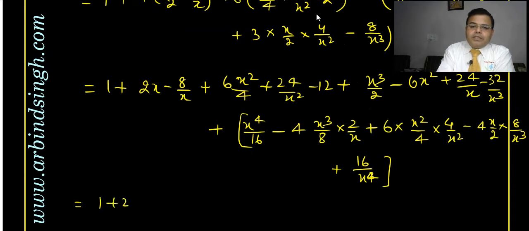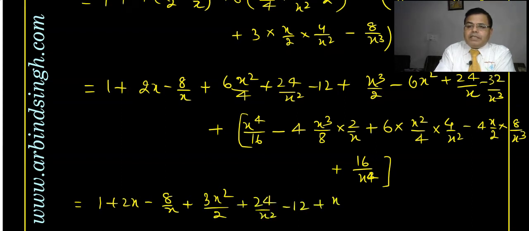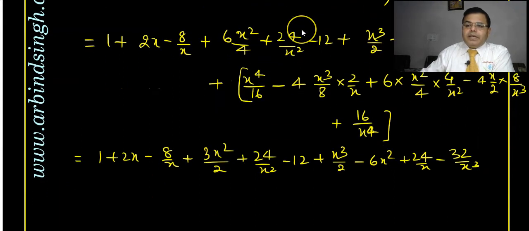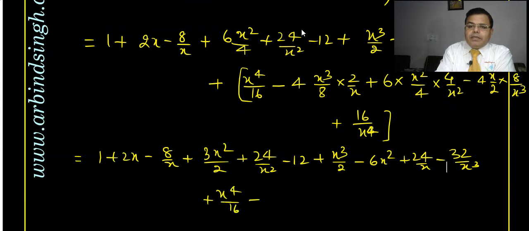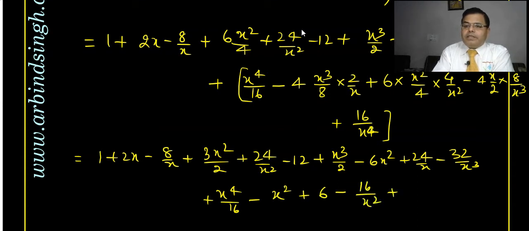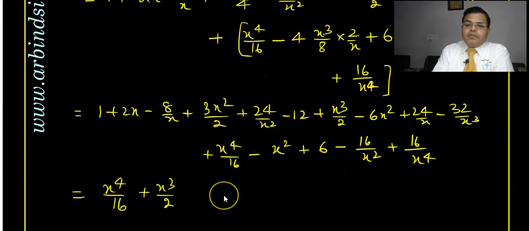So like terms can be added: 1 plus 2x minus 8 by x plus 6 by 4 x square, that is 3x square by 2, plus 24 by x square minus 12, plus x cube by 2 minus 6x square plus 24 by x minus 32 by x cube, and the rest of the terms will be like x to the power 4 by 16, minus x to the power 4 by 8, it cancels x square, plus 6, and this will be 3 into 4, 3 into 4 is 12, 4 and 4 cancel, 6 and 6 only, minus 2, just 16 by x square and plus 16 by x to the power 4. The term of x square will come from 3 by 2 here, right, and x square anywhere is minus 6, and then x square is minus 1.